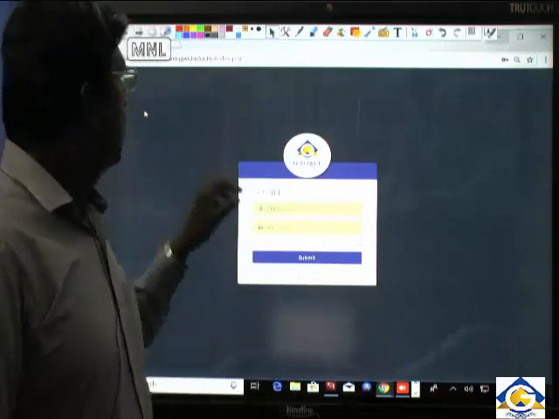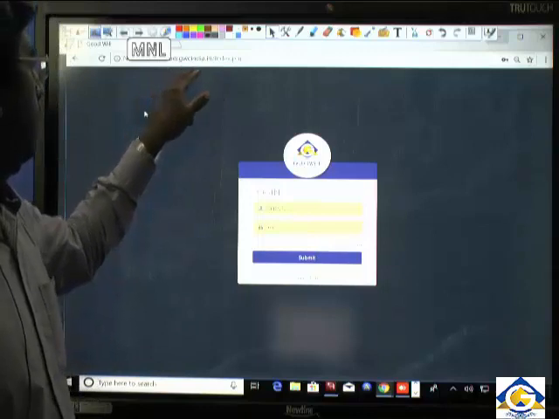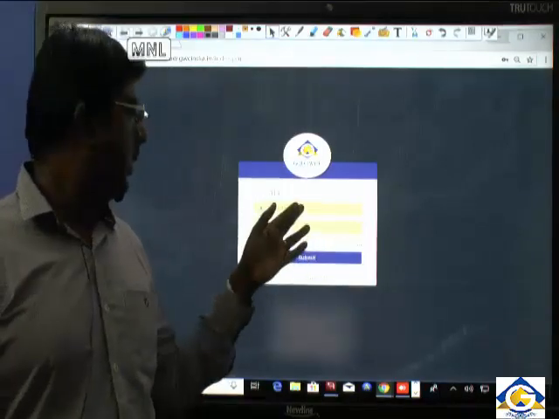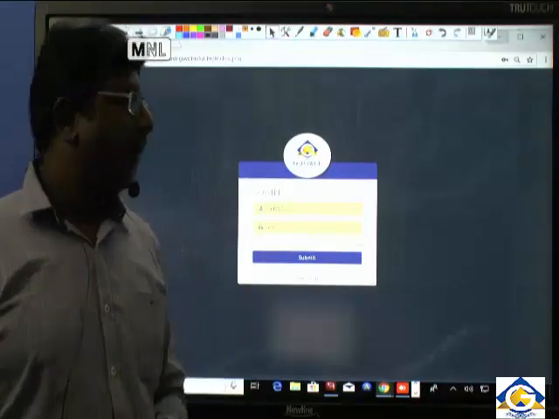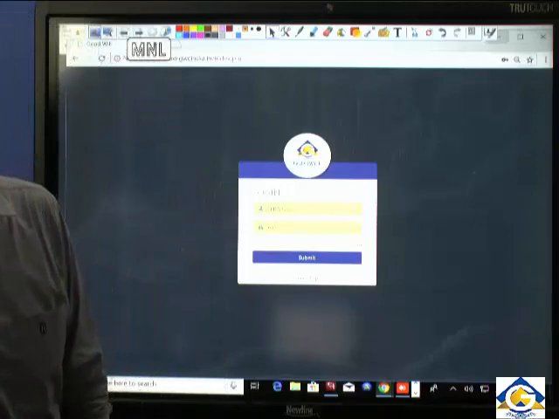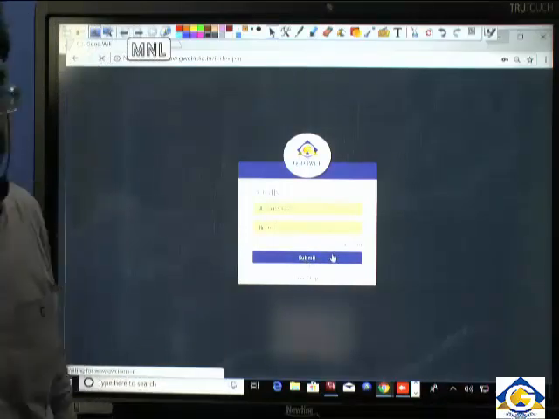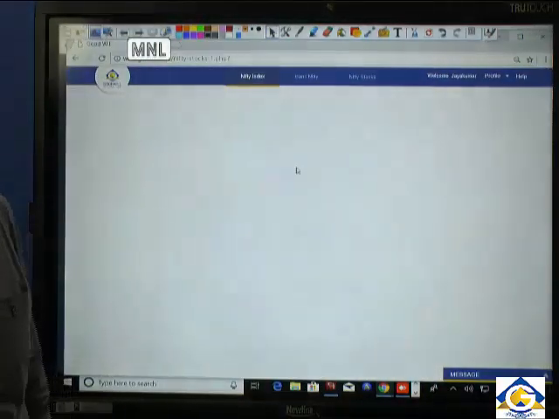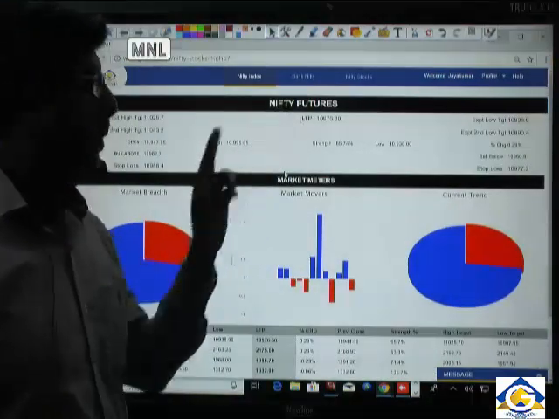This will be the URL for this product, o.gwcindia.in. Some of you might have got the login ID and password yesterday, I think, and some of you will be receiving them today. Once you log in, you will get a screen like this. It has 3 pages. First you will get the Nifty Index, that is Nifty futures.